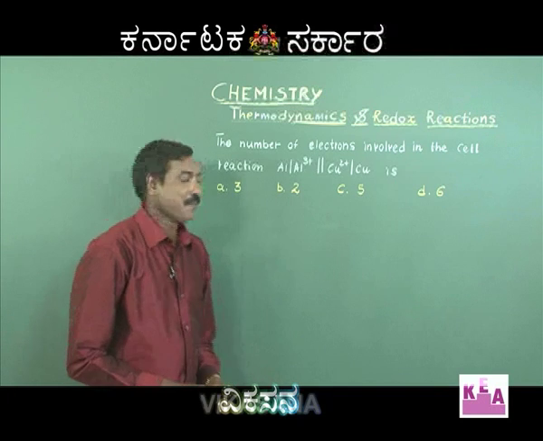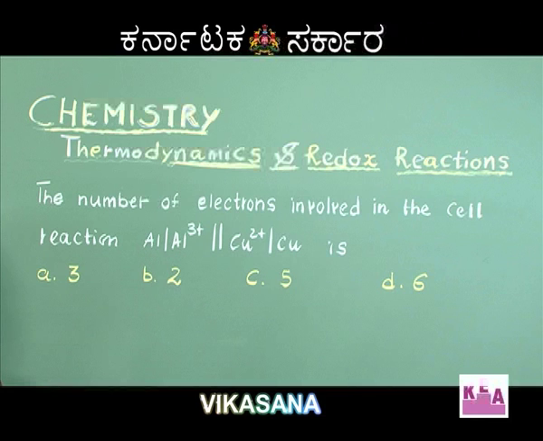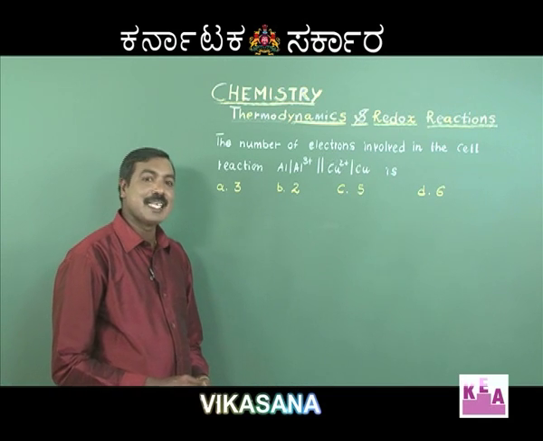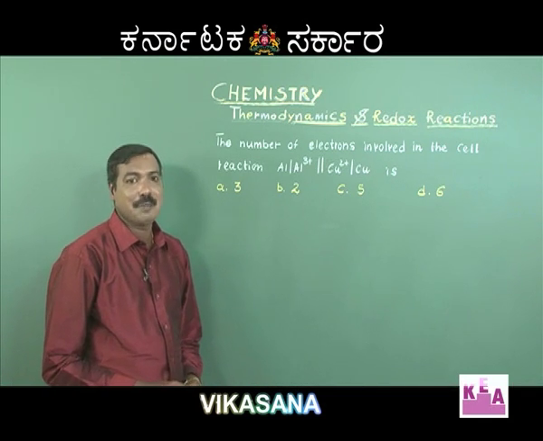In the next question, the number of electrons involved in the cell reaction. There are two half cells connected by a salt bridge. Aluminium is at the anode, copper is at the cathode. The total number of electrons involved in the cell reaction. How do I do it?